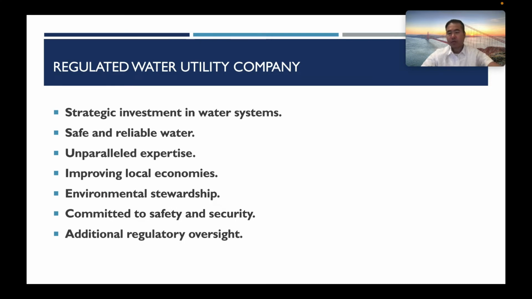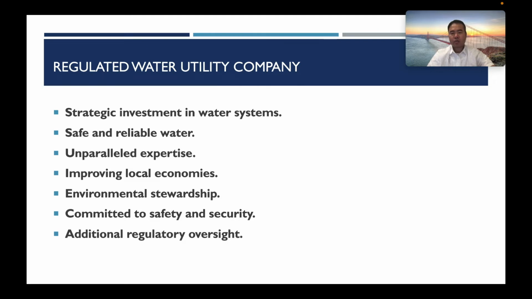Yeah, so the regulated water utility company. Golden State Water Company, where I'm working, is a regulated water company. I explained that earlier. The reason why it's regulated is to secure the water for everyone. That's the biggest reason why this company is regulated.